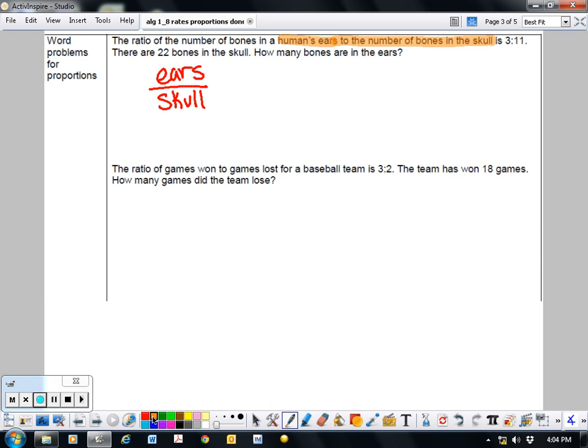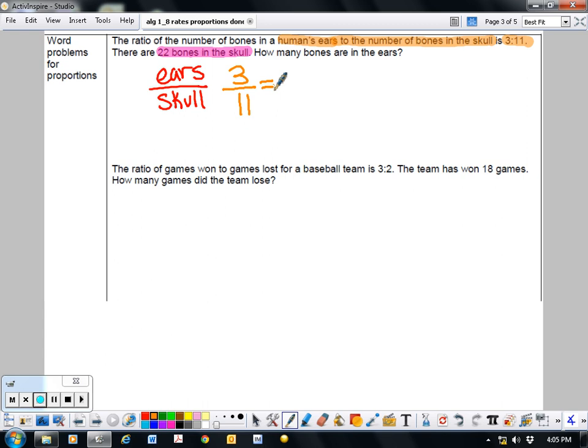So if it says ears to skull, it goes ears to skull. 3, oops, sorry, that should be highlighter. 3 to 11. Now this is where it gets a little bit trickier. There are 22 bones in the skull. So where do I put 22? Where am I going with this?